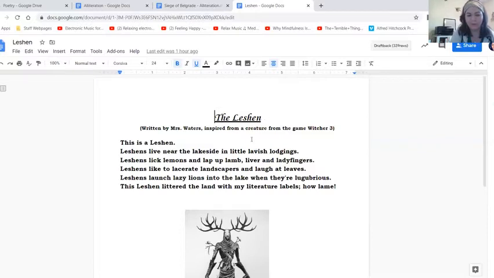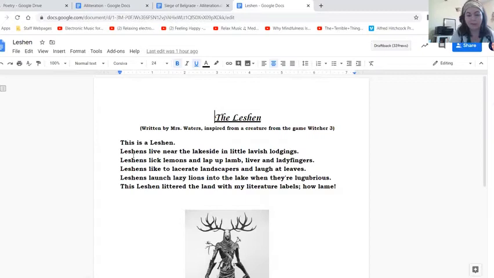But if you're inspired by some other creature from a book or from a movie or from a video game, you can use that too. But anyway, when we start off this type of poem, in line 1, you explain what your creature is. So in this case, I said, this is a Leshen. There's line 1. You just tell me which your creature is. The second one is where you give me at least 4 alliterating words that tell you where your creature lives.